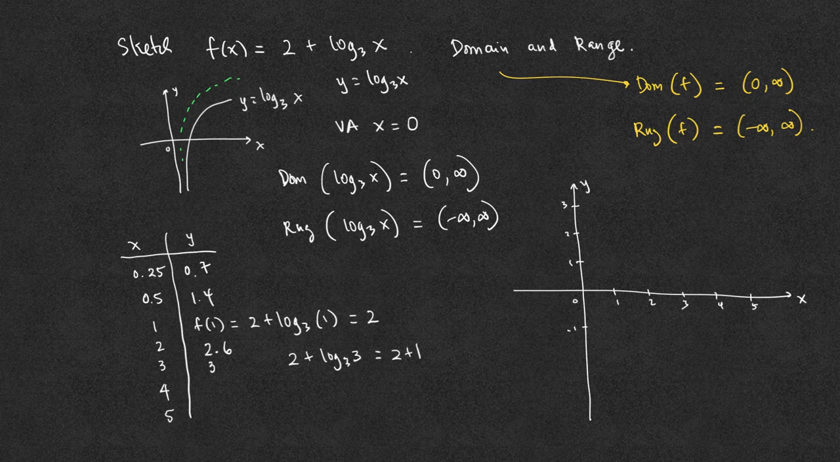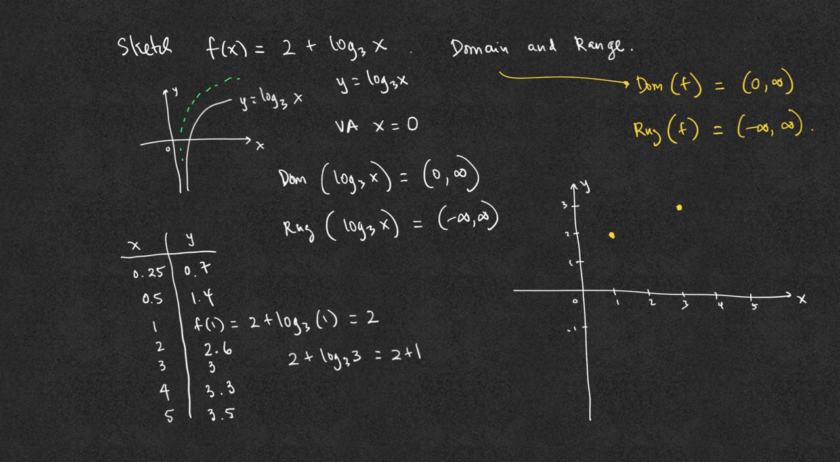When we plug in 4, we will get 3.3. Plug in 5, we will get 3.5. And so each of these lines in the table gives us an ordered pair. We then plot the ordered pair to get the points. When x equals 1, y equals 2. When x equals 3, y equals 3. Those are the only two nice points here.